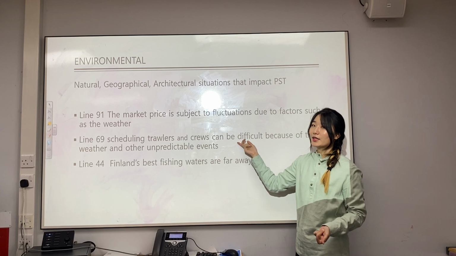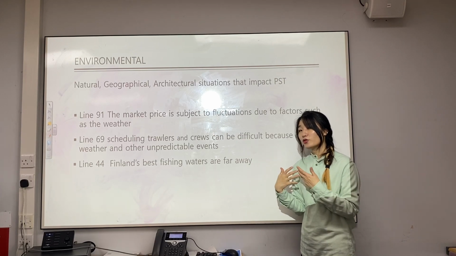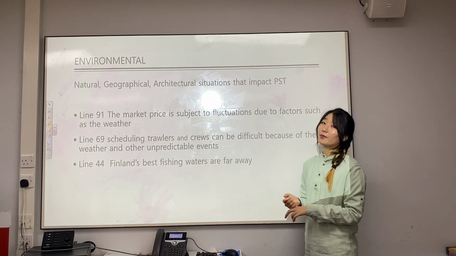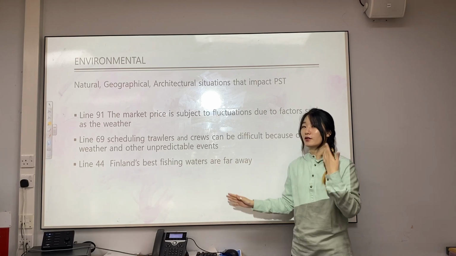And that's exactly what it says in line 969. It says scheduling trawlers and crews could be difficult because climate is not predictable and these can't be predicted years in advance.